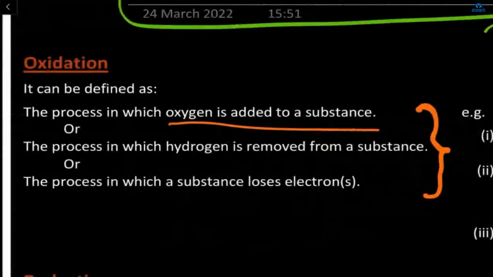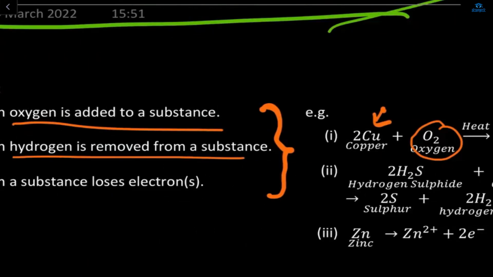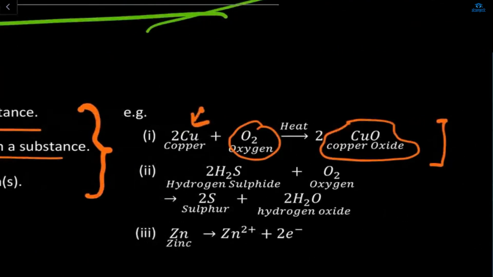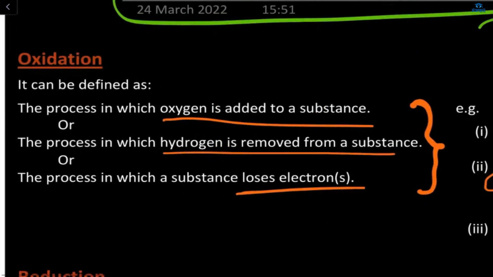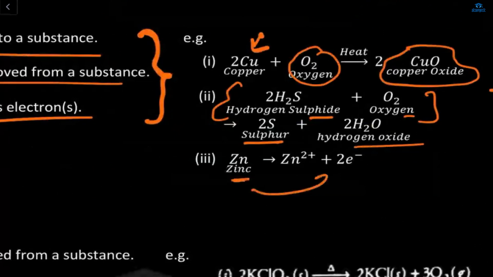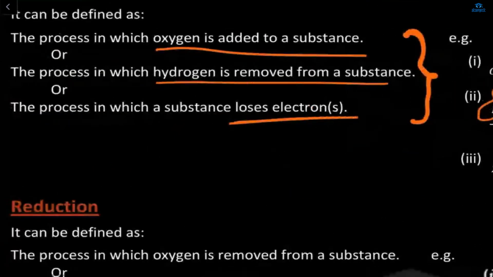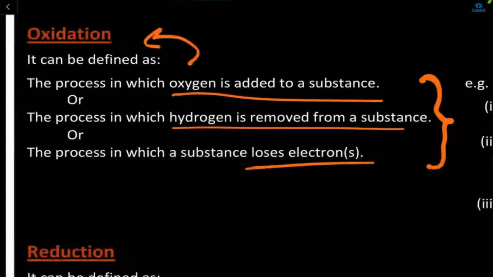Next, the process in which hydrogen is removed from a substance. So here, you can see it's hydrogen sulfide and then oxygen. So it's giving sulfur and hydrogen oxide. It means hydrogen is removed from this substance. And what's the third type? The process in which a substance loses electrons. So here, as you can see, the zinc loses an electron. So these three types refer to oxidation: when oxygen is added, when hydrogen is removed, and when a substance loses electrons.